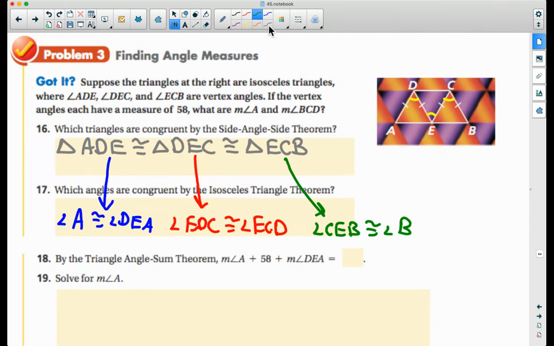So the angles I'm looking at again are those and those, those and those, those and those. By the triangle angle sum theorem, the measure of angle A plus 58 plus the measure of angle DEA has to equal 180. So now we're just going to solve for the measure of angle A. Let's just complete the algebra.